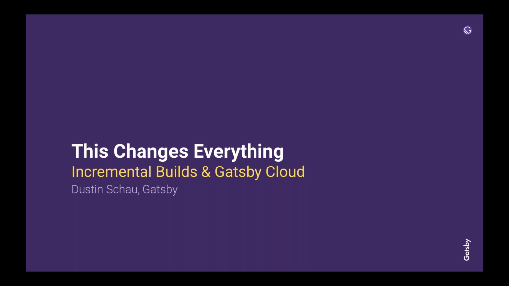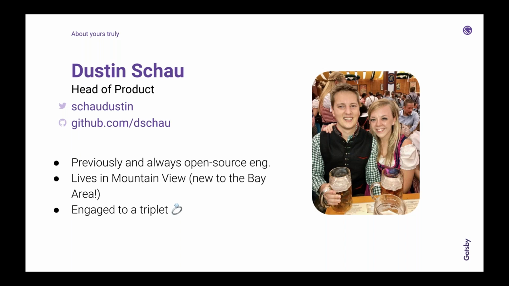So first of all, just another brief intro, as Linda mentioned. My name is Dustin Schau, head of product at Gatsby. Started at Gatsby as an engineer on the open source team, and so still actively and always working closely with the open source team, but also doing some great work with our cloud product, particularly incremental builds today. So I live in Mountain View, new-ish to the Bay Area, moved here less than a year ago. So Bay Area noob. And my fun fact isn't really a fun fact about me, but I am engaged to a triplet. So that's Maggie and myself in Munich a few years ago. And I'll show a little bit of this in a demo at the end.